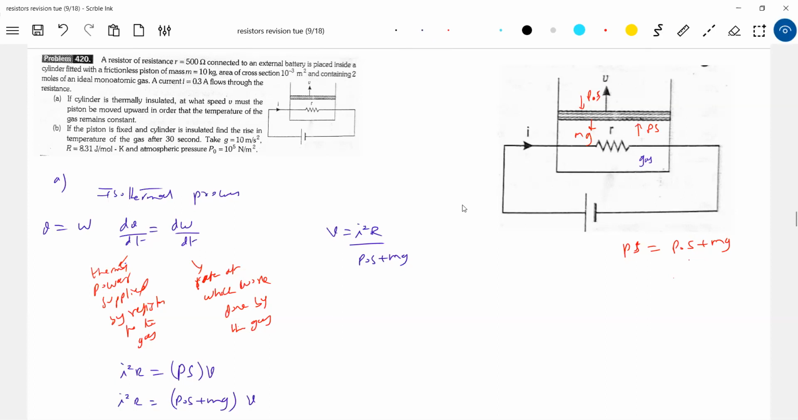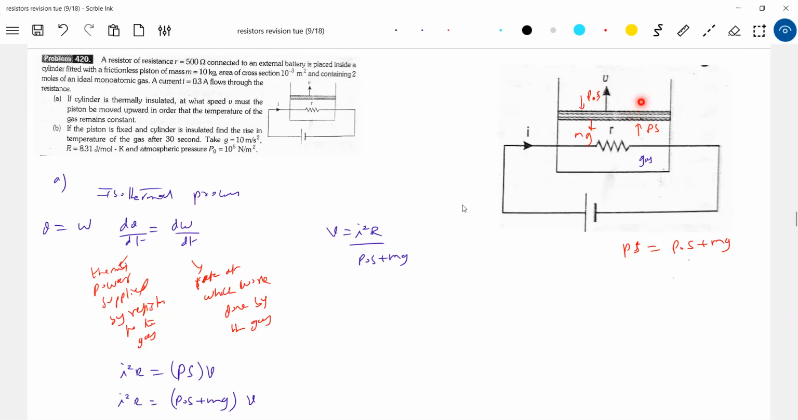Here, what actually happens is continuously heat will be supplied by the heater. For it to get displaced, if PS equals P naught S plus mg, the pressure will slightly increase. It won't occur suddenly, it will be moving like this. So for it to undergo displacement, what is needed? Pressure should not be constant, sir.